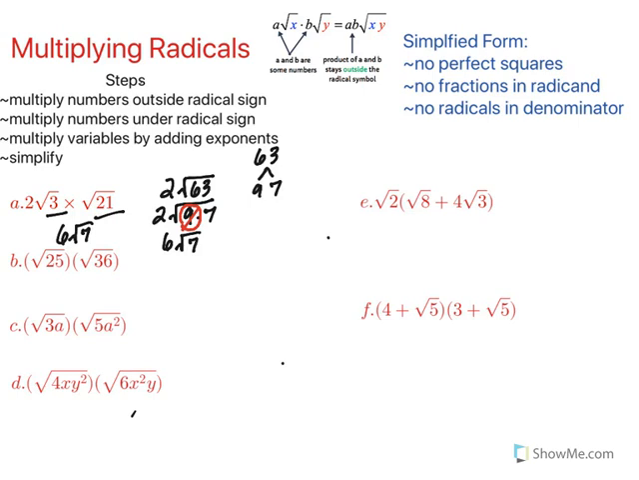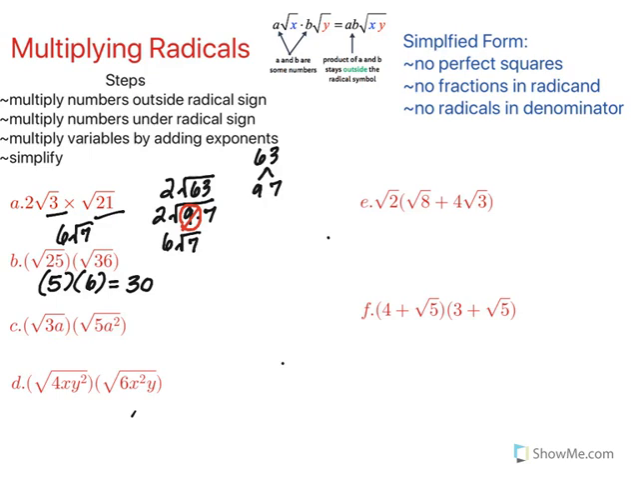When we look at b, we actually want to simplify these first because it'll be a little bit easier for us. We know that the square root of 25 is 5. We know that the square root of 36 is 6. And so 5 times 6 gives me 30. And so there is our simplified form there.